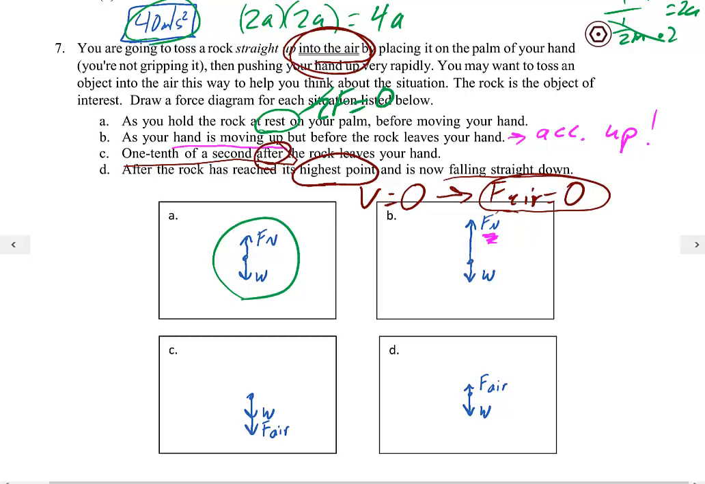I thought, well, it's now falling down, so I put some air resistance up instead of down. It depends on how you interpret it. When I started explaining it, I was thinking, if it's at its highest point, it's not moving, and therefore the only force would be the weight. It just depends on how you want to go.